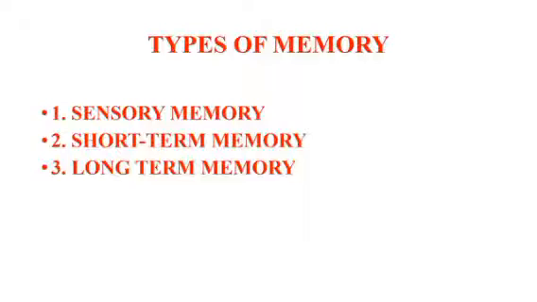Types of memory. There are three types of memory. The first one is sensory memory. The second one is short-term memory. And the third one is long-term memory. Sensory memory, or people call it a sensory buffer, short-term memory or working memory. So let us see one by one.